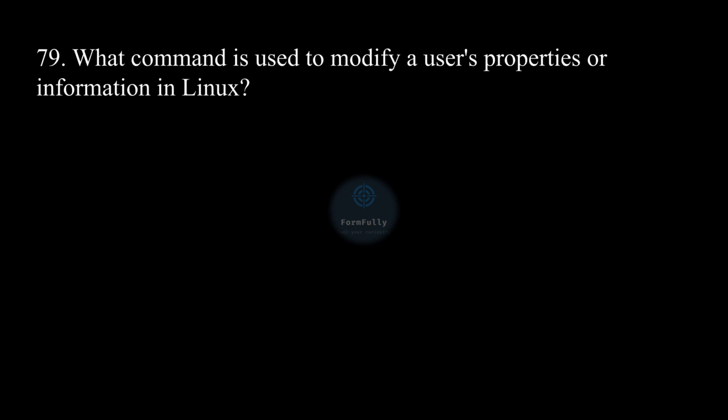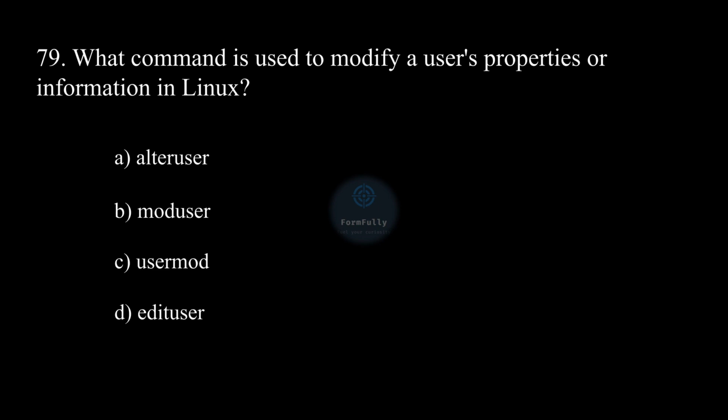Next question. What command is used to modify a user's property or information in Linux? Options are alter user, user mod, edit user. The correct option is C, usermod. This command in Linux is specially designed to modify a user's account property, including changing the username, user ID, primary group, home directory, login shell, and other attributes related to a user account. Other options are incorrect, that is not a standard commands for modifying user properties in Linux. So correct option is usermod.